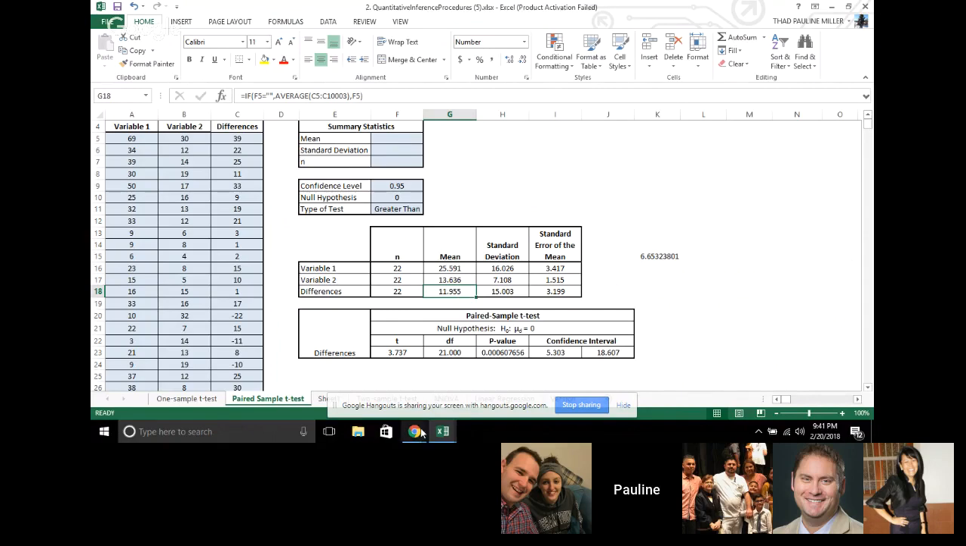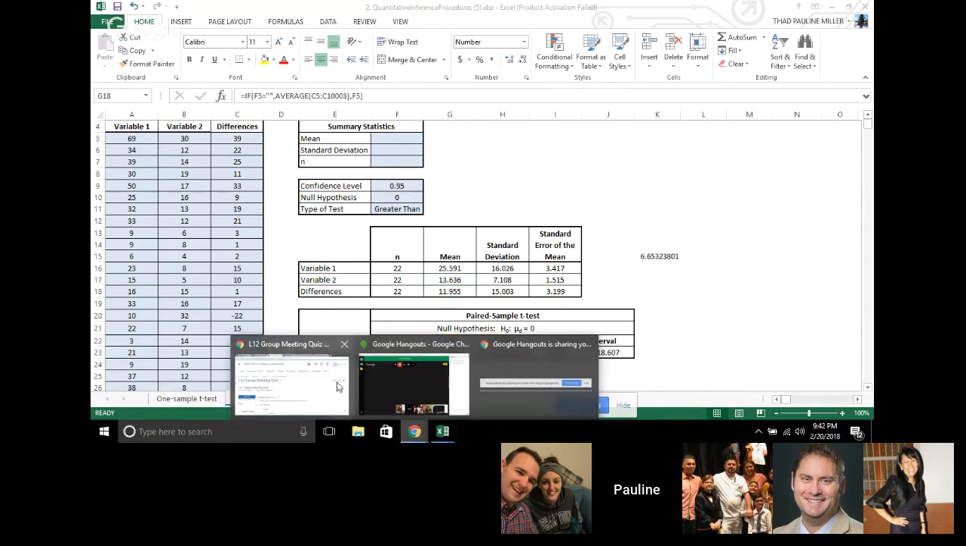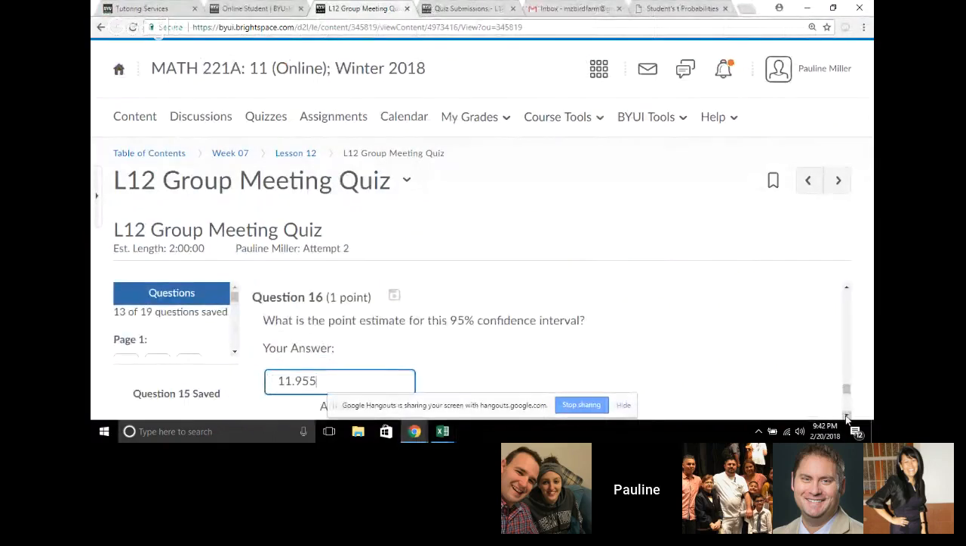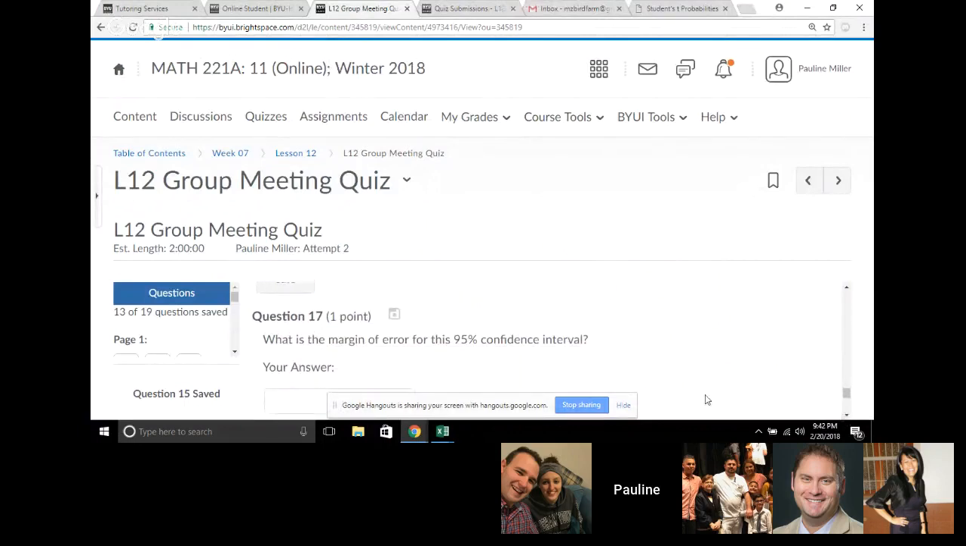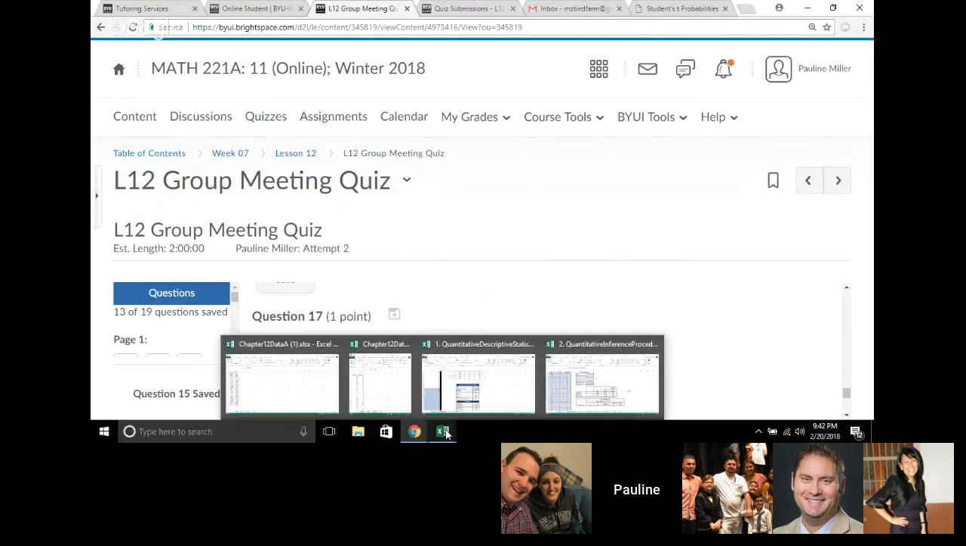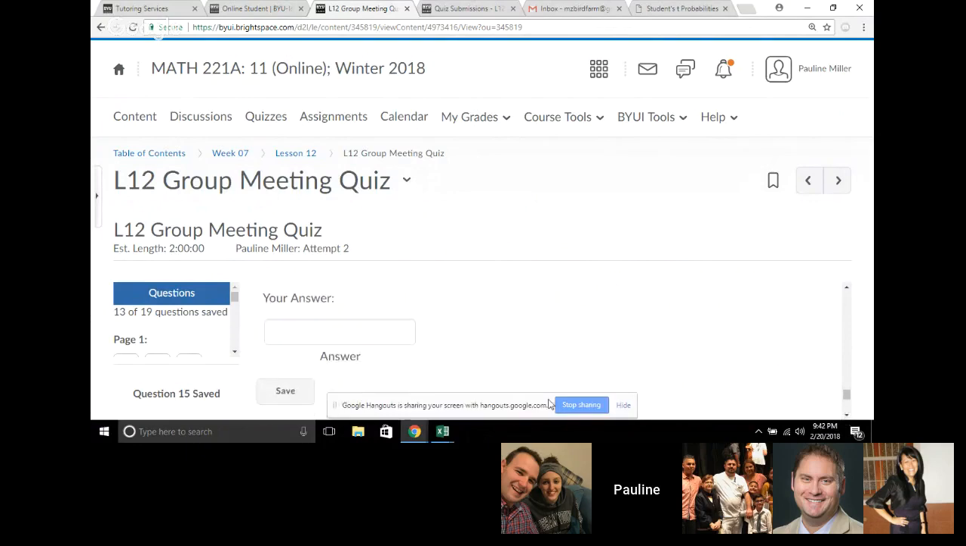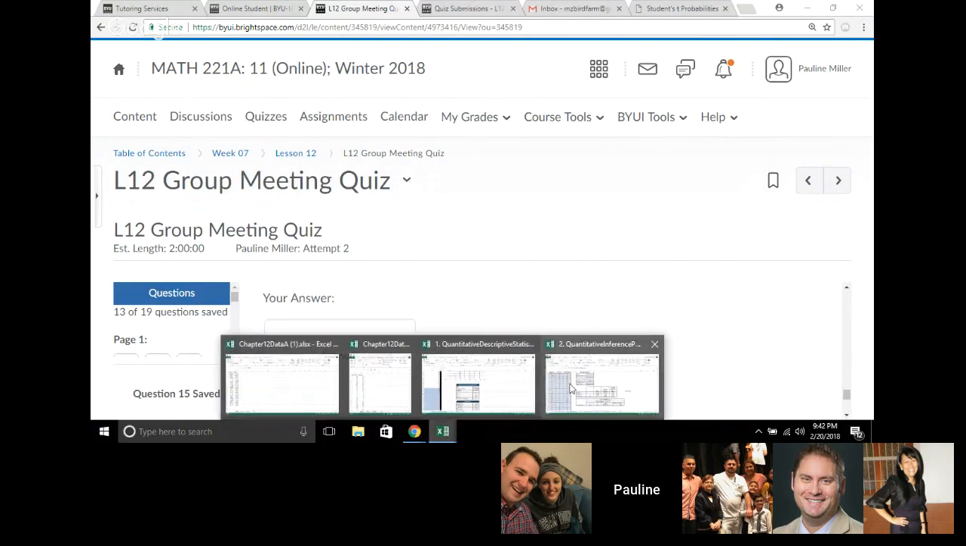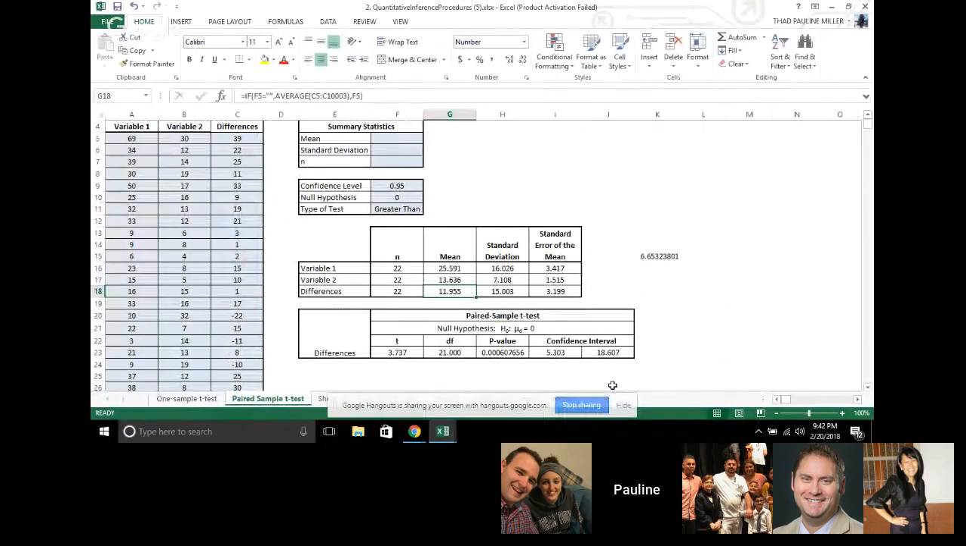And then the margin of error for this 95% confidence interval. This one I missed too. He told me a trick, which I think I was doing already, but I wasn't sure that I was supposed to: you take this 18.607 and minus the 5.303, and then divide it by 2, and then you know what margin of error you're adding to the 11.955.